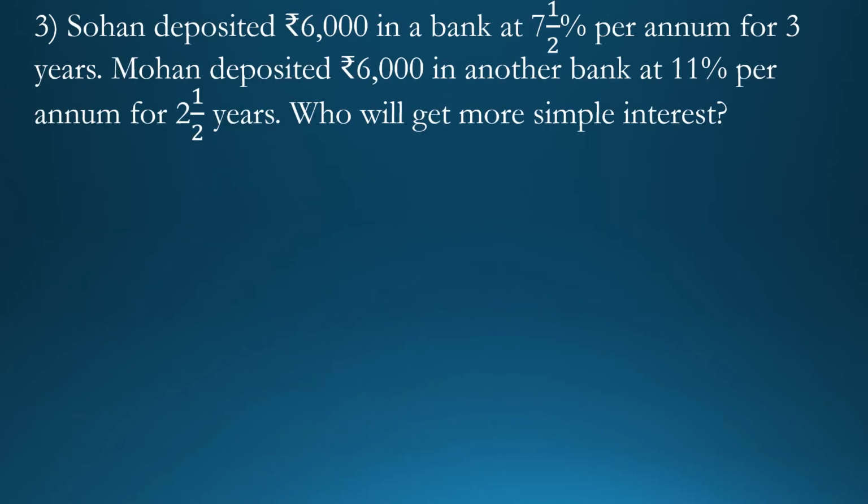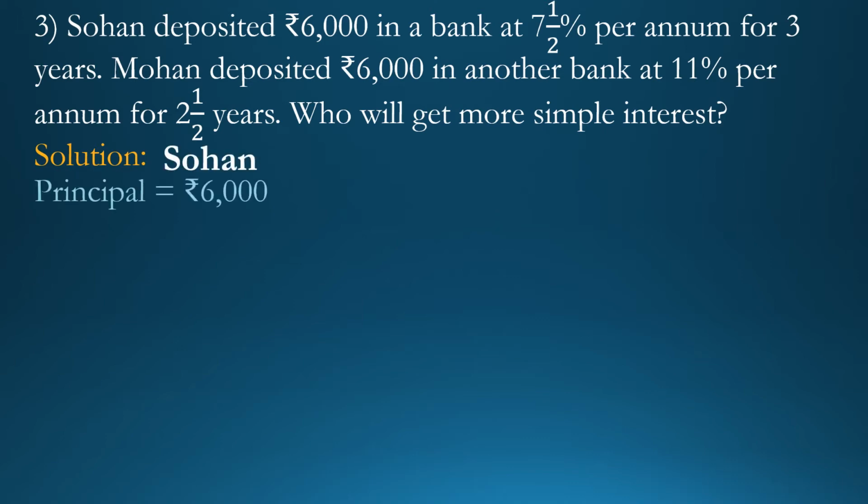The next is question number 3. Sohan deposited rupees 6000 in a bank at 7.5% per annum for 3 years. Mohan deposited rupees 6000 in another bank at 11% per annum for 2.5 years. Who will get more simple interest? See, in this question, first we will find out the simple interest of Sohan and then we will find out the simple interest of Mohan. How? Let's see. Let's start with Sohan.